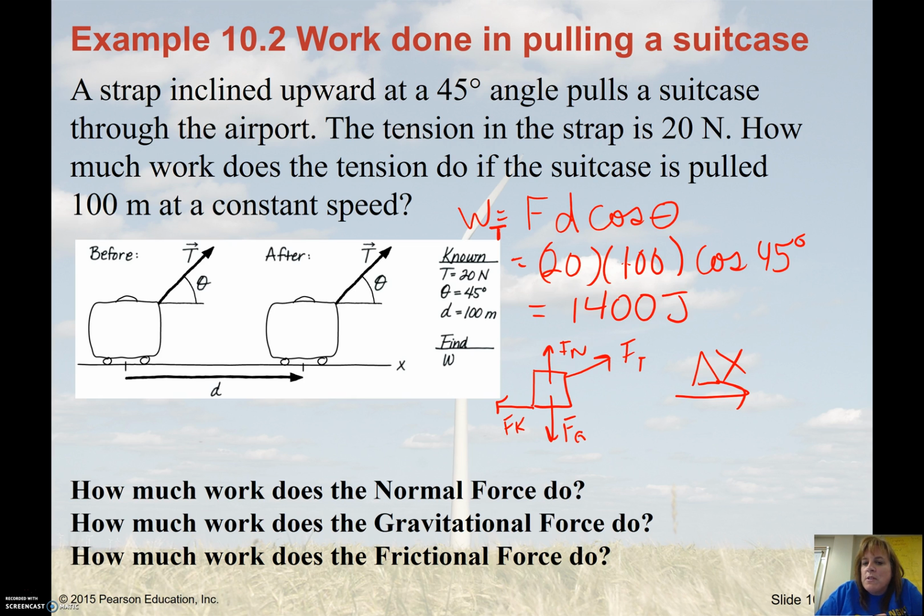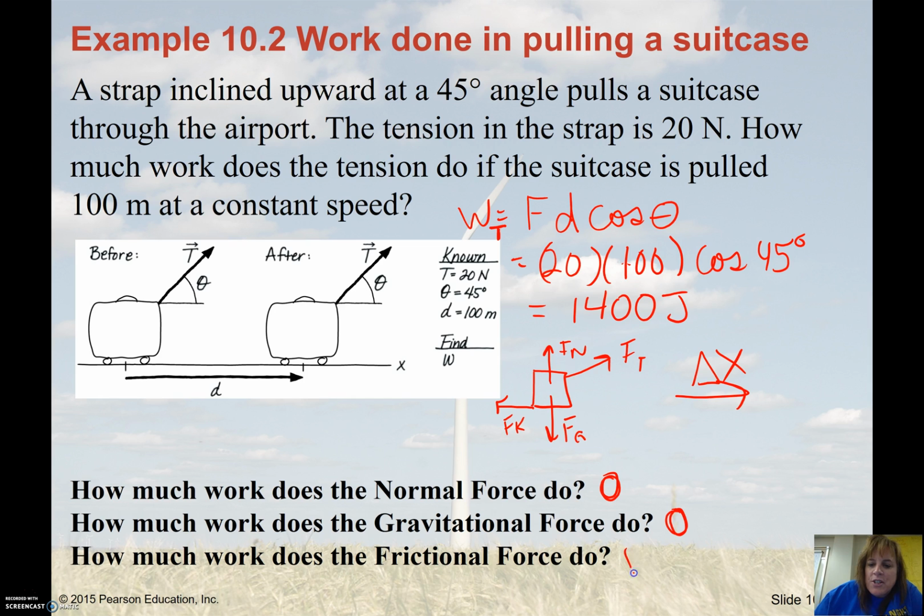What about the normal force? Well, notice that the normal force is perpendicular. So there are very few instances where a normal force will actually do any work. So the normal force does zero work. What about the gravitational force? That does zero work too, right? The force of gravity is pointing straight down, but the object is moving on the horizontal axis. What about friction? Well, let's see.